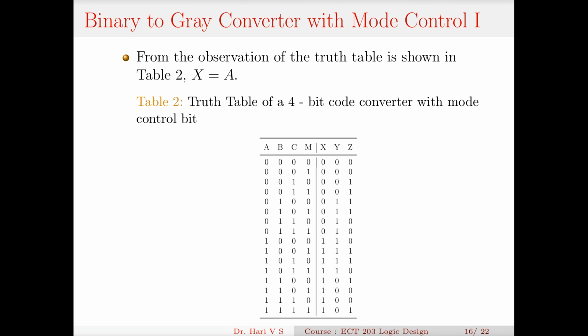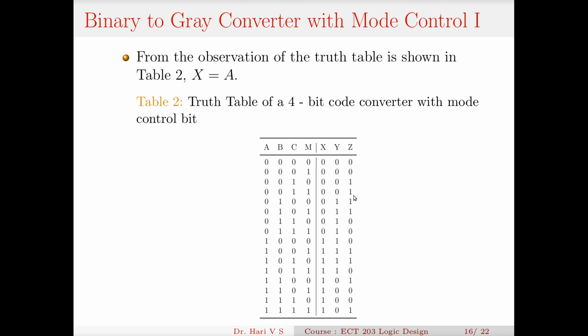So if the mode bit m is a 1, it does a gray to binary, and if the mode bit is a 0, it does a binary to gray conversion. If the mode bit is a 0 and the inputs are 0 0 0, it performs a binary to gray conversion. If the mode is a 1, it's the same. If it is 0 0 1 with mode 0, it's 0 0 1. If it is 0 0 1 with mode 1, it's a gray to binary conversion.